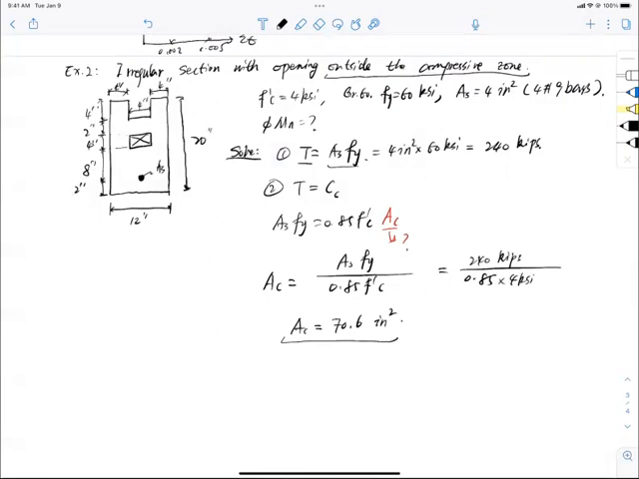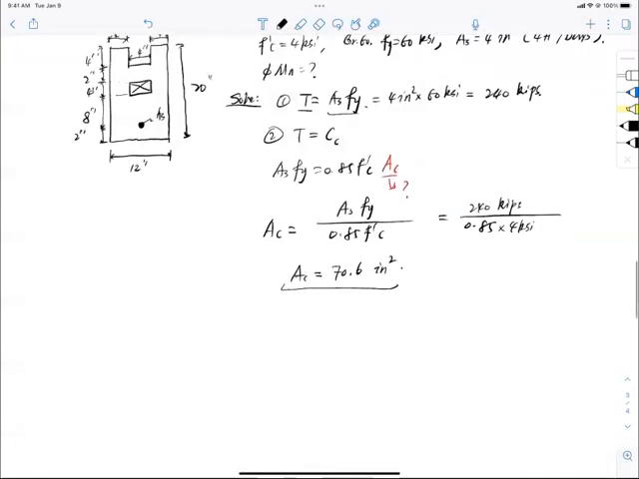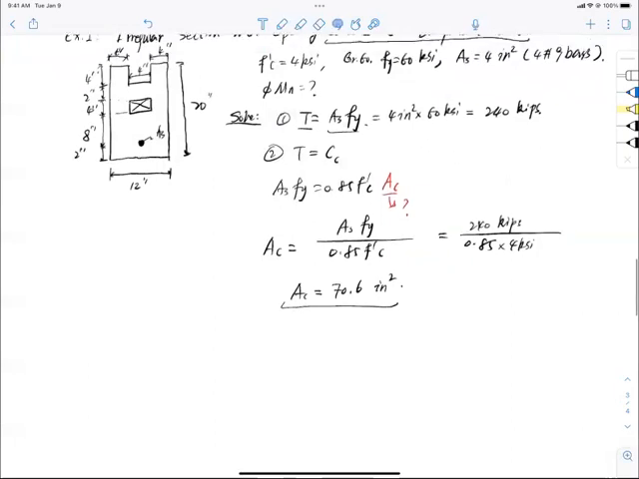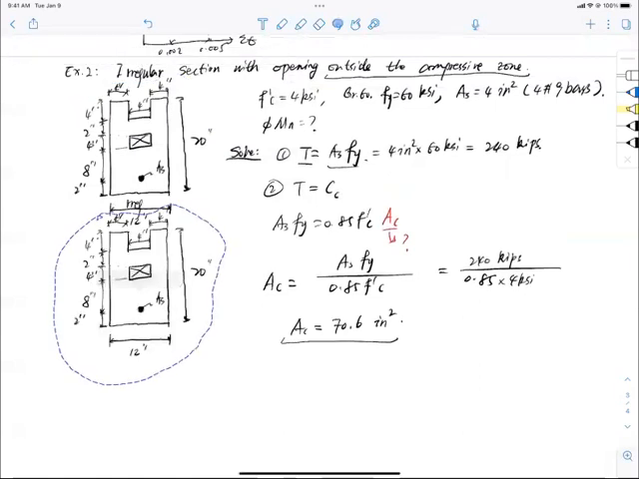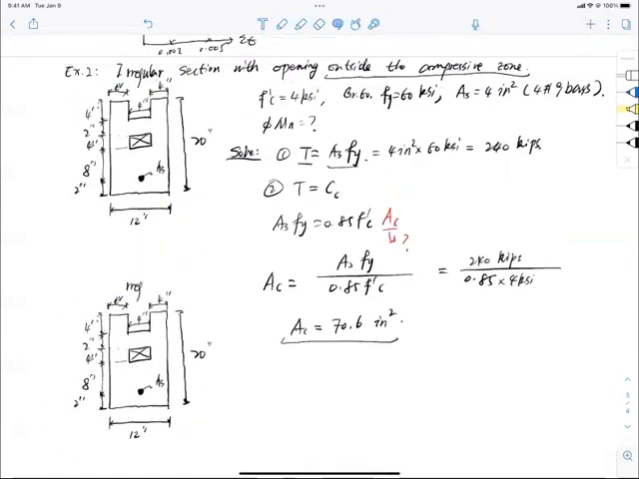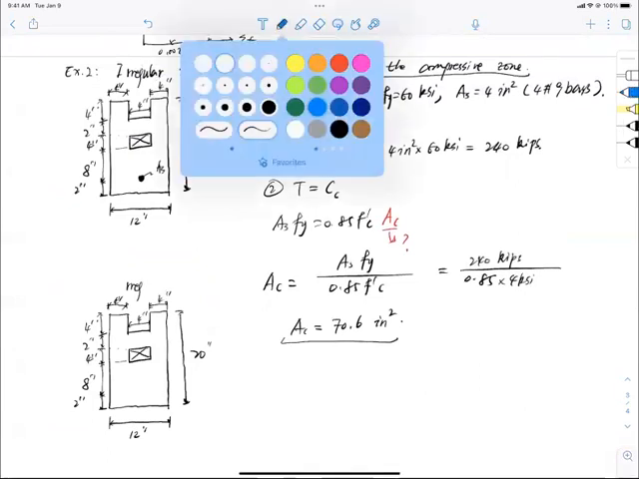If we don't know, let's make some assumptions. How about I just copy this section right here because I'm going to use it again. I am going to do some analysis, and let me take out this thing here. I can start doing analysis.